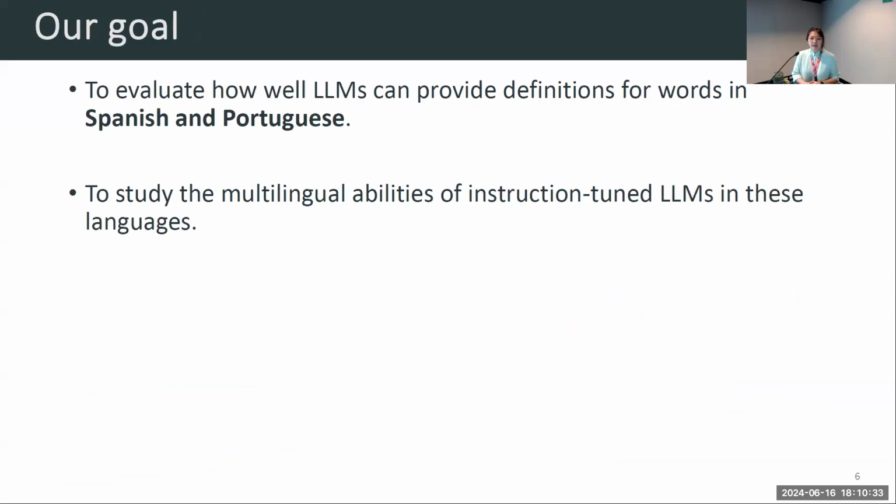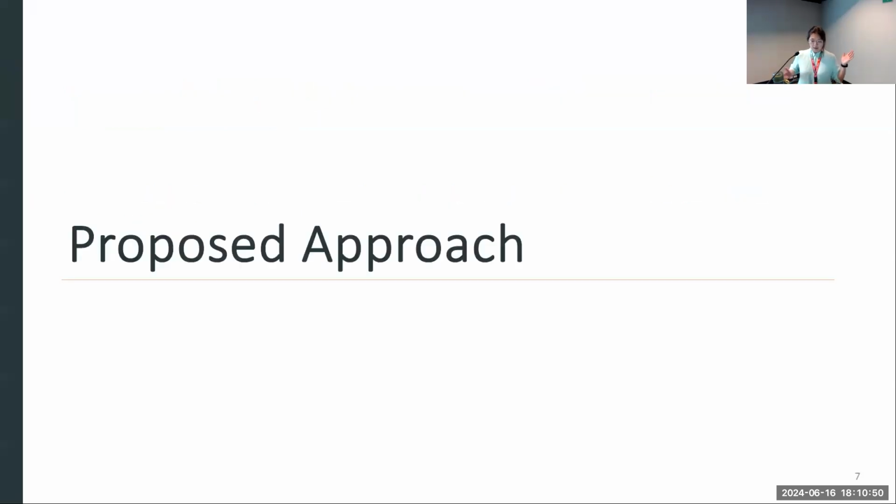So our goal with this work was to evaluate how well large language models can provide definitions for words in Spanish and Portuguese, which are the main languages. And we would like to use this task to study the multilingual abilities of instruction-tuned LLMs in these languages. So this is what we've done.